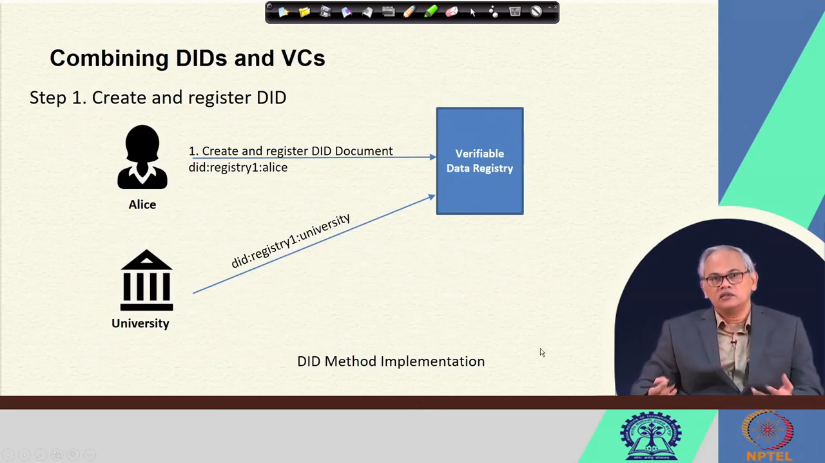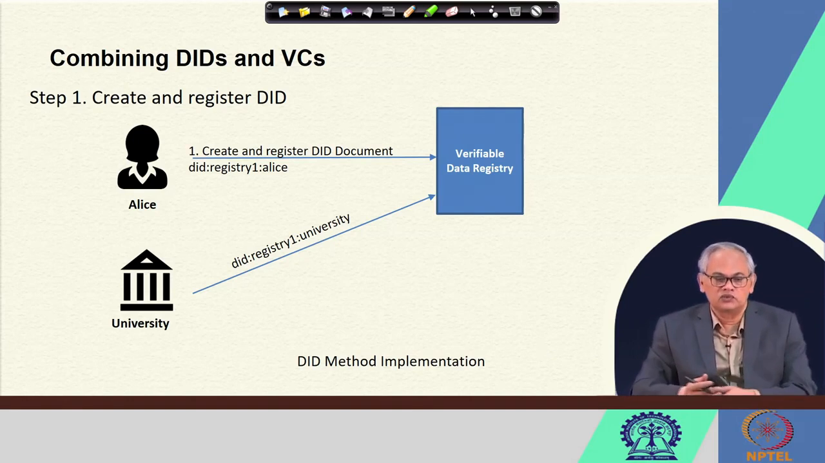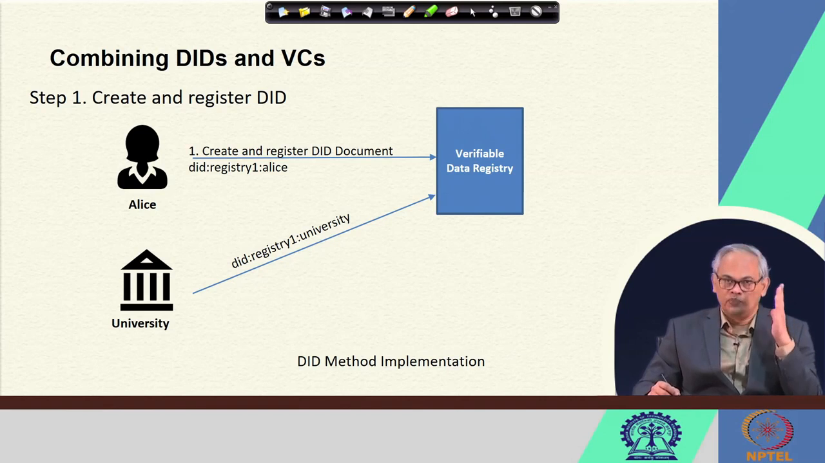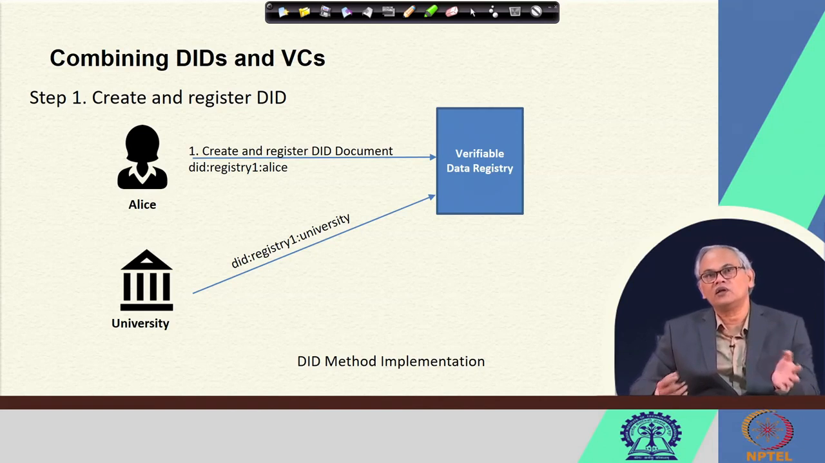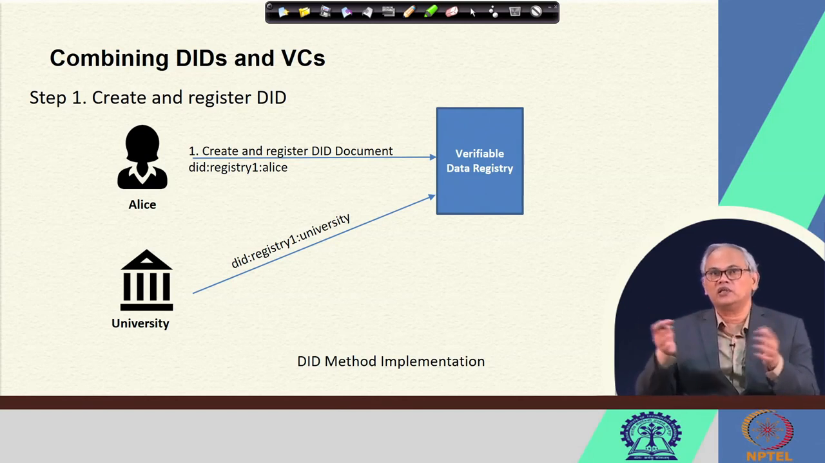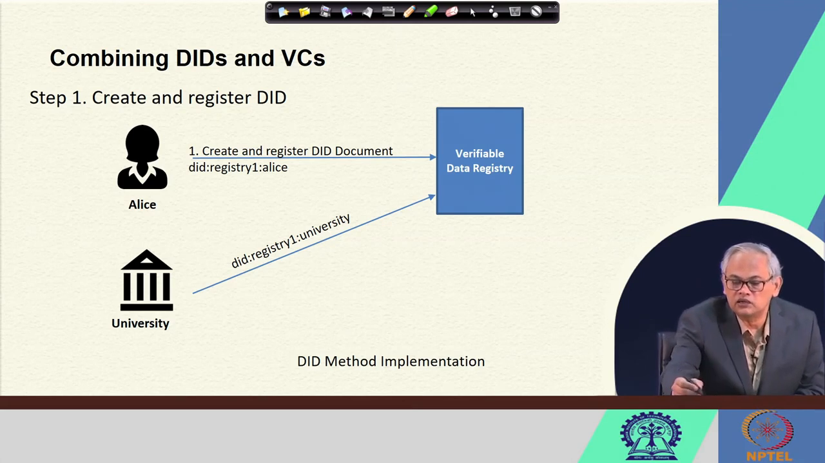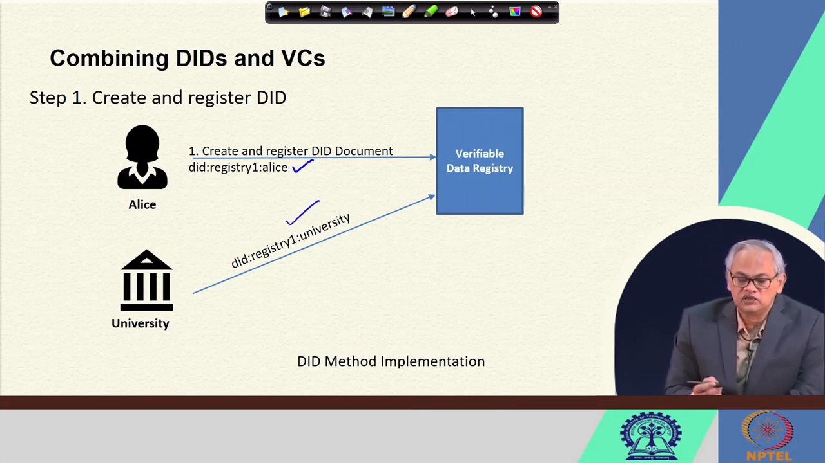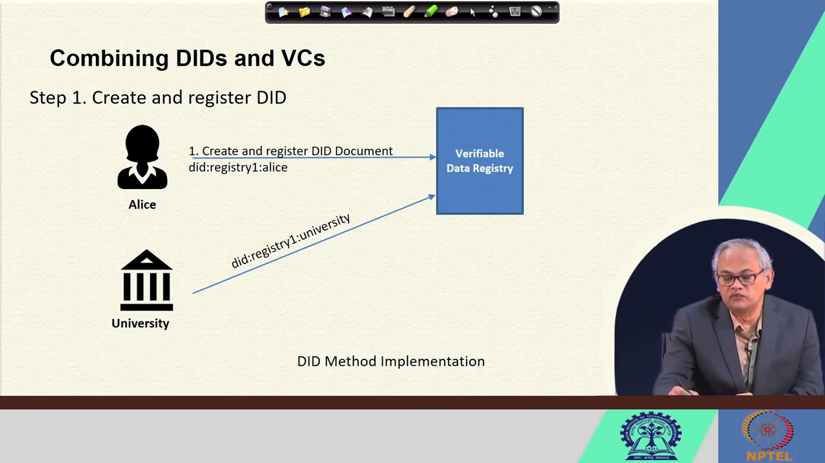Now we come to combining the DIDs and VCs. We talked about DIDs, we talked about VCs. Now, of course, there is a need to combine these two. Step 1 is to create and register the DID. Both the intended holder, say Alice, and the university would have their DID documents created and stored in the verifiable data registry, and we have seen how Hyperledger Indy can be used for creating such a verifiable data registry. For Alice we have did:registry1:alice, and for the university did:registry1:university.